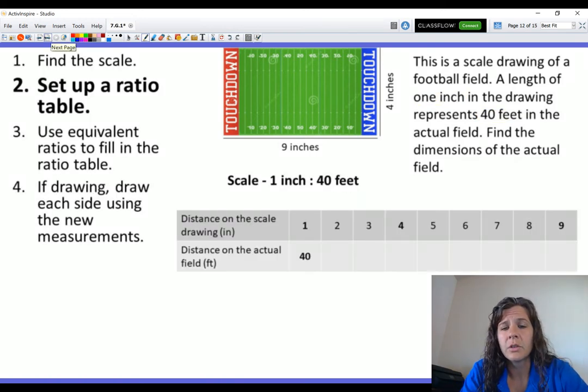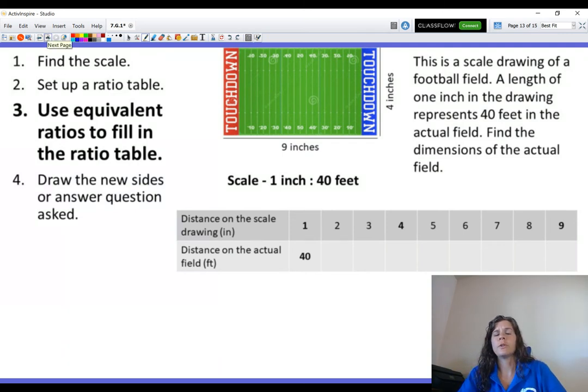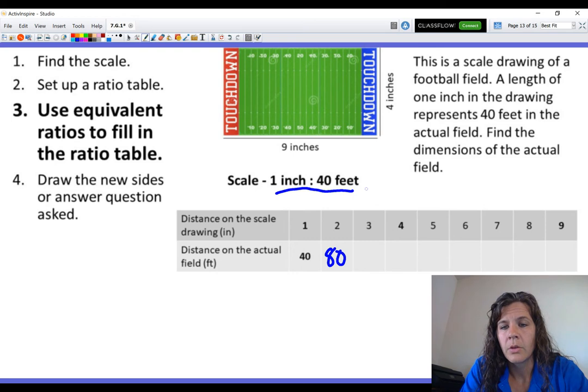Next, it says to set up a ratio table. So what I did is I took my scale and I put it in the first spot. I always try to put my scale in the first spot. And then I just filled in these numbers to see what I was going to need. Use equivalent ratios to fill in the ratio table. Let's do it. For every 1 inch, there's 40 feet. So if we have 2 inches, we have 80 feet. Remember, 1 inch to 40 feet. 3 inches would give me 120 feet.